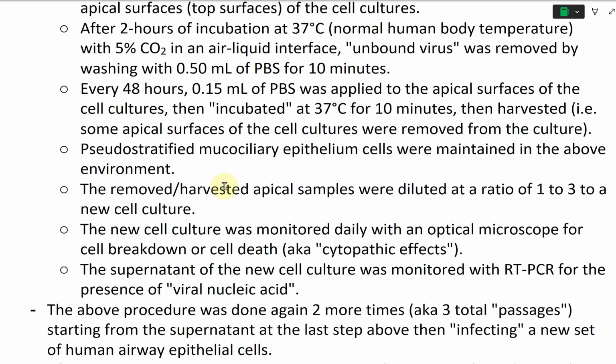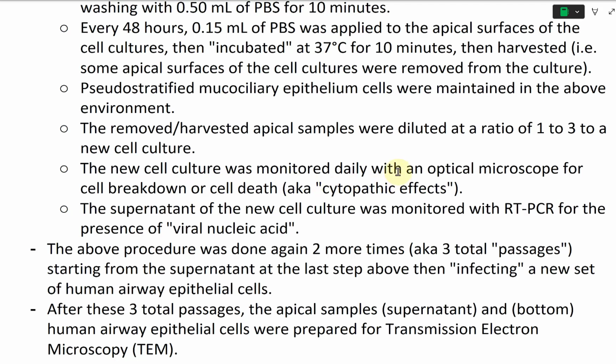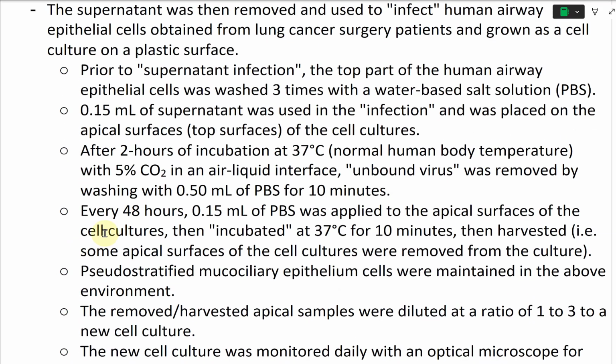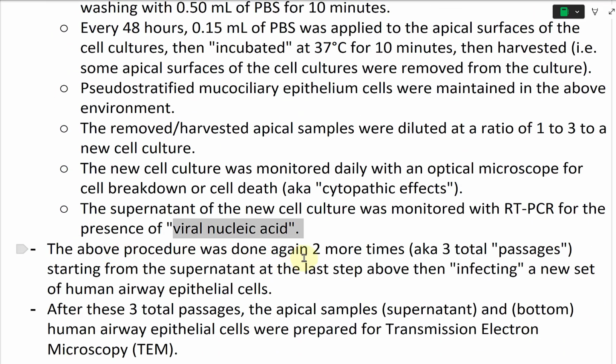The removed/harvested apical cells were diluted at a ratio of 1:3 to a new cell culture. And the new cell culture was monitored daily with an optical microscope for cell breakdown or cell death, aka cytopathic effects. And the supernatant of the new cell cultures was monitored with RT-PCR, reverse transcription PCR, for the presence of "viral nucleic acid." And then this above procedure was done 2 more times, aka 3 total passages, starting from the supernatant at the last step.